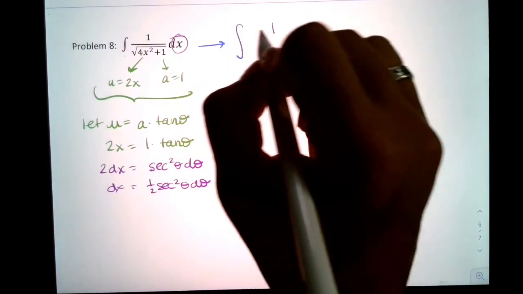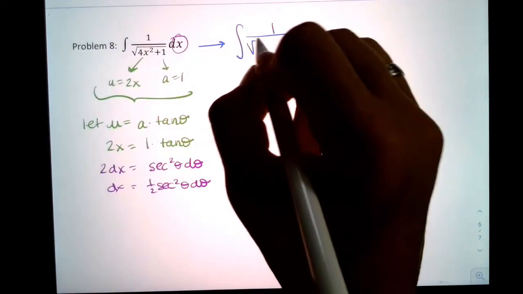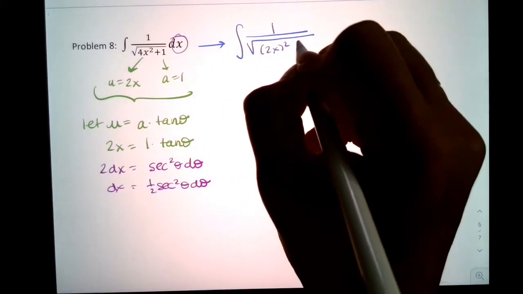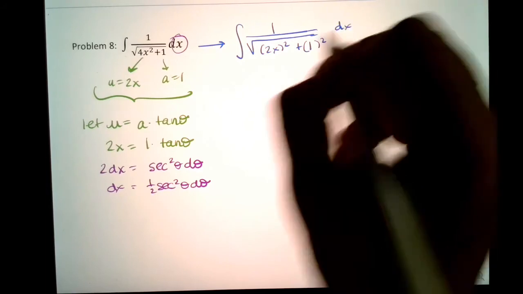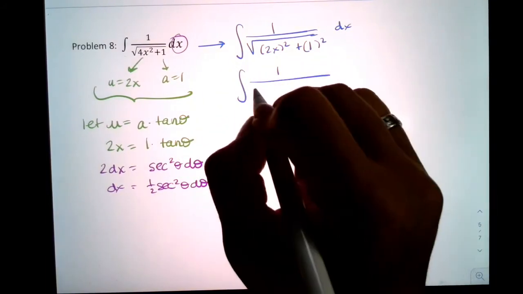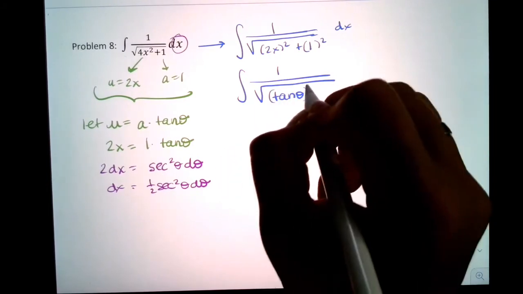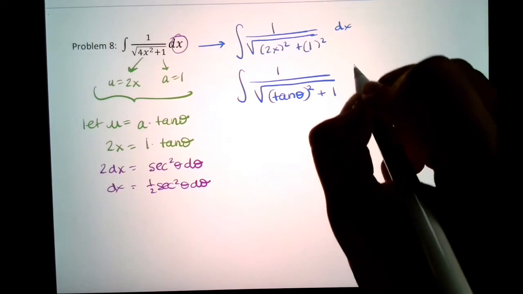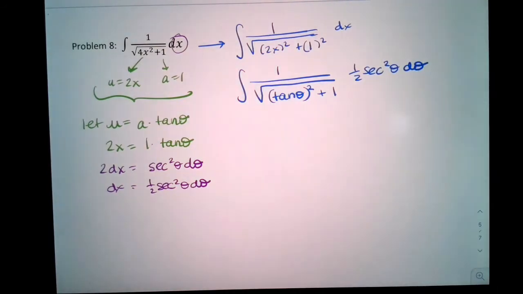All right, so let me go to my integral and rewrite this. You are transferring this integral in terms of the x variable into a bunch of trig functions. So what do I have here? I have the square root of 2x quantity squared plus 1, and then I have a dx. Now, anywhere I have a 2x, that is now going to become tangent. And in place of dx, I'm writing 1/2 secant squared theta d theta.